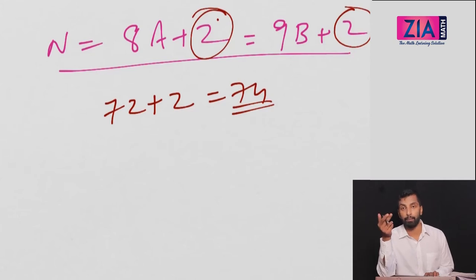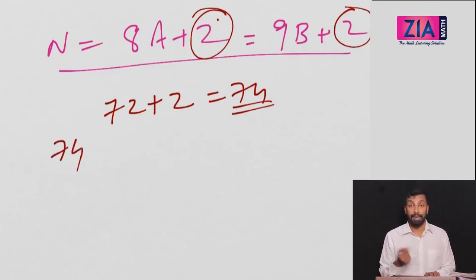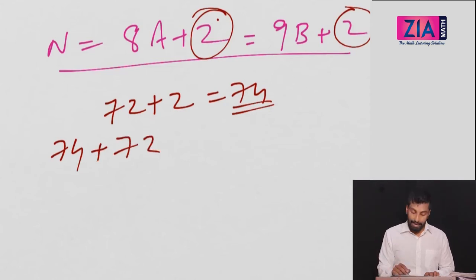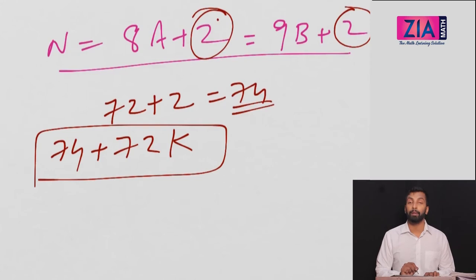74 is the first possible number. If you divide 74 by 8, you get remainder 2. If you divide 74 by 9, you also get remainder 2. So what is the first possible number? 74. What is the next possible number? How will you get it? You add the LCM, 72. The next number again, add 72. So this is actually making an AP. What is the common difference? 72. So any question which can be asked from an AP I can ask here.